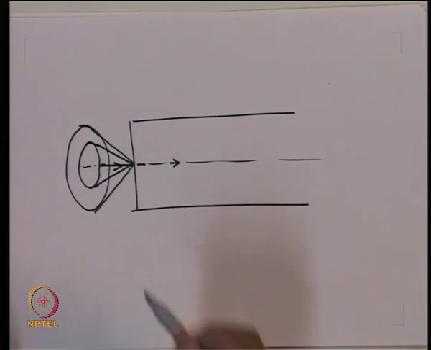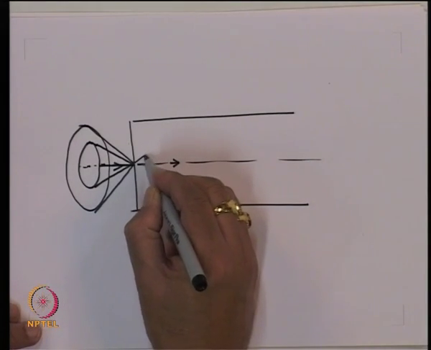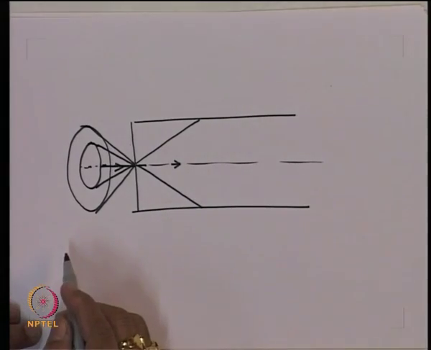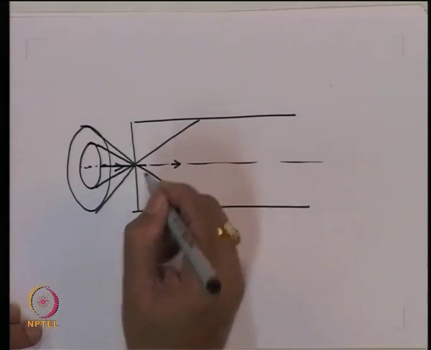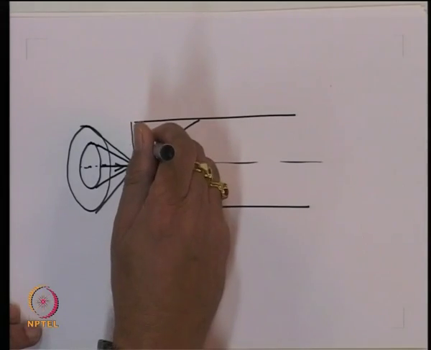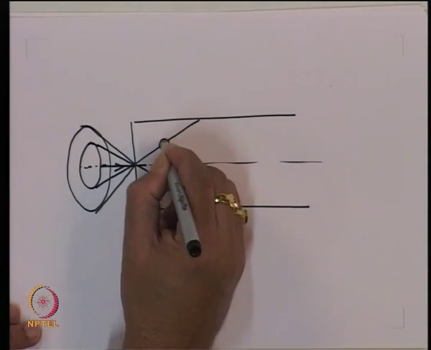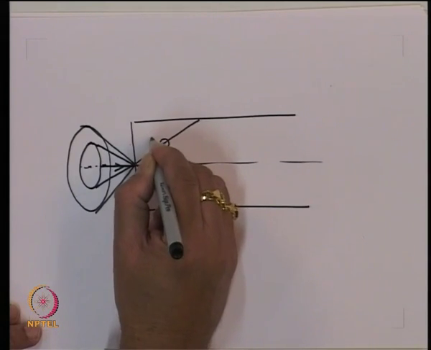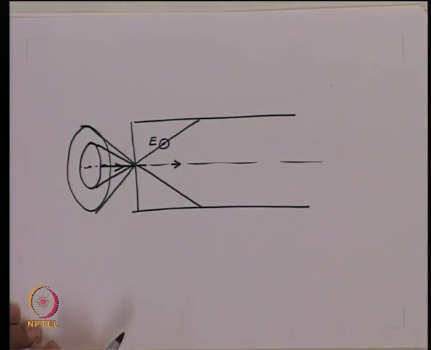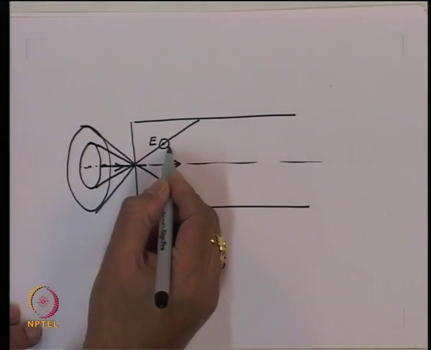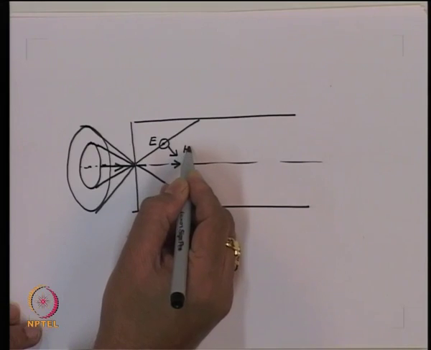If I consider a ray which goes at an angle like that, and if I consider now the electric field, let us say, is coming perpendicular to the plane of the paper, then this is the direction of the electric field. Then E cross H should give me the direction of the power flow. So, you should have, this is the magnetic field.